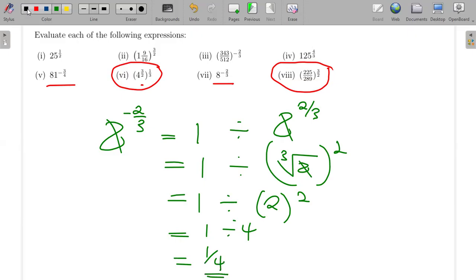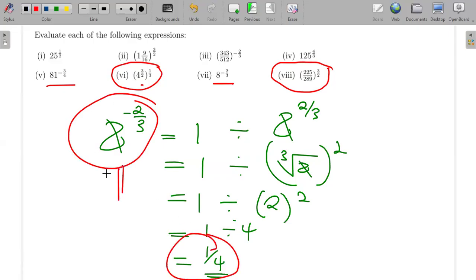So you see that in math, actually, we sometimes do useless things. This is actually the same as 1 over 4, but here we're just trying to complicate it. They're just trying to complicate the simple things. So we've simplified this to 1 over 4. Who knew that 1 over 4 can look like 8 to the power minus 2 over 3?